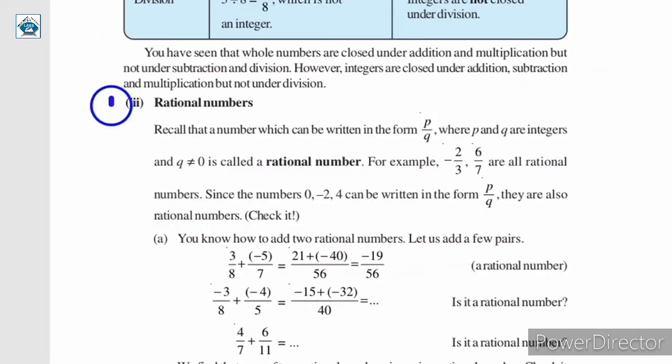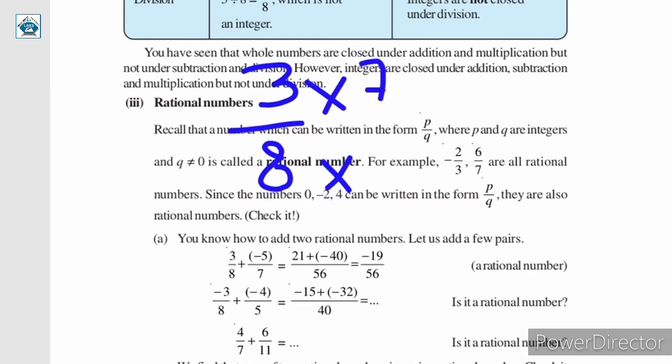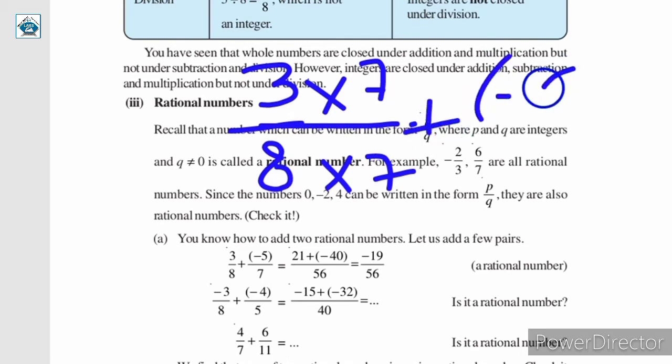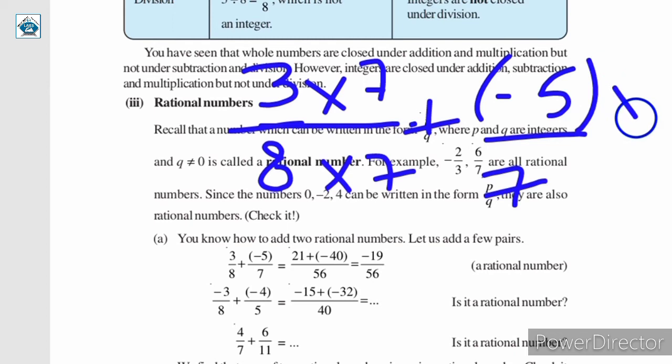Let us now discuss the property for rational numbers. We have already discussed the definition of rational numbers. You all know how to add two rational numbers. So consider rational numbers 3 by 8 and minus 5 by 7. These two are rational numbers and let us add them. So for that you need to take the LCM of 8 and 7, which is 56. So here you will be multiplying 3 by 8 with 7 in the numerator and the denominator, and you will be multiplying minus 5 upon 7 with 8.